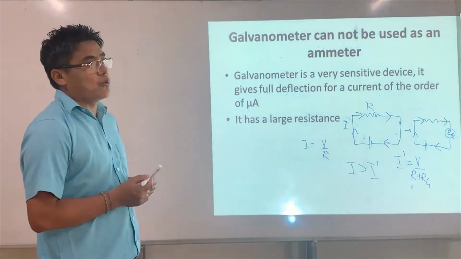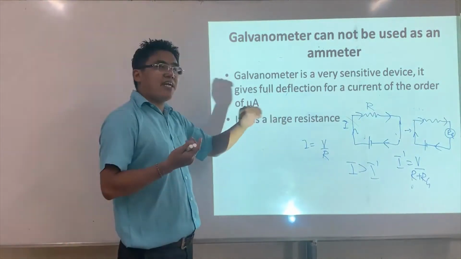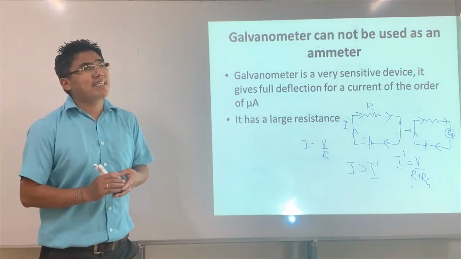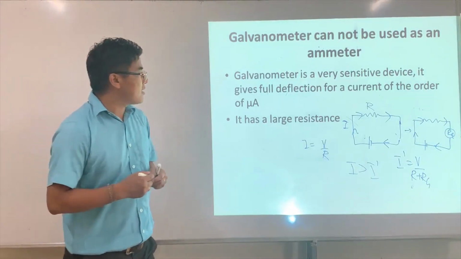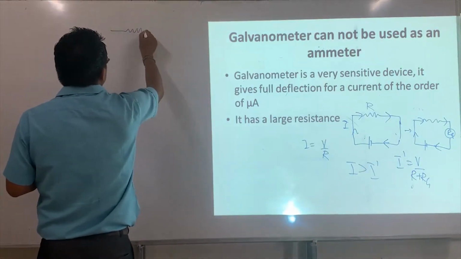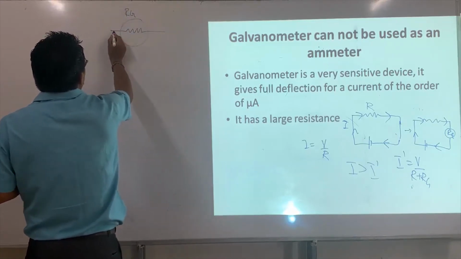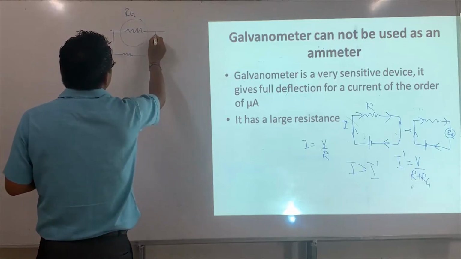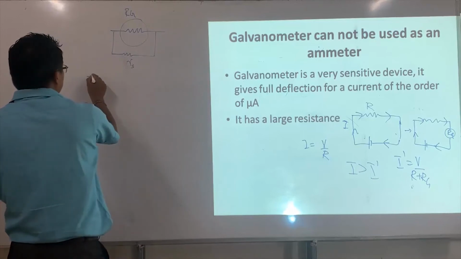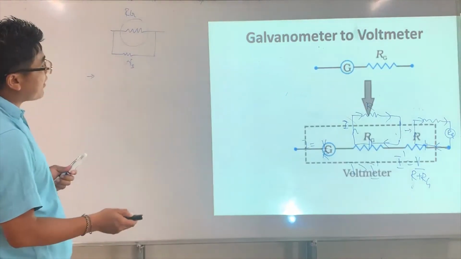So now what to do? The problem is the finite resistance. So how to make this resistance very, very small? Very simple. I have a galvanometer having a resistance Rg, and what I'm going to do is connect a very small resistance called a shunt resistance. So how to make a galvanometer into an ammeter?